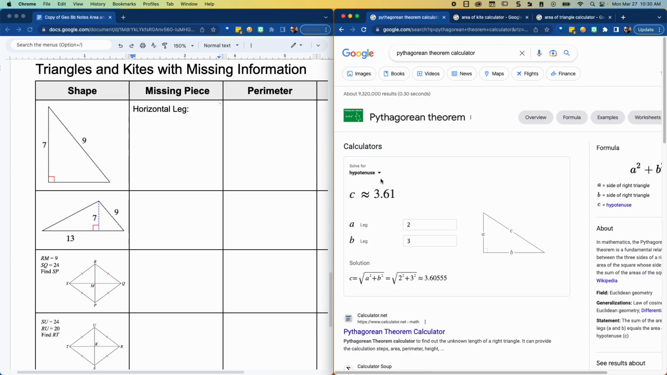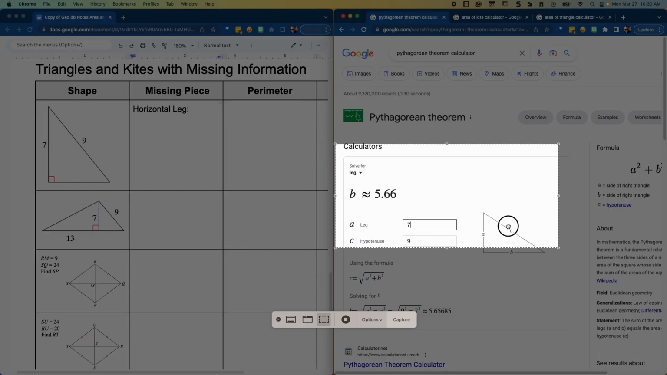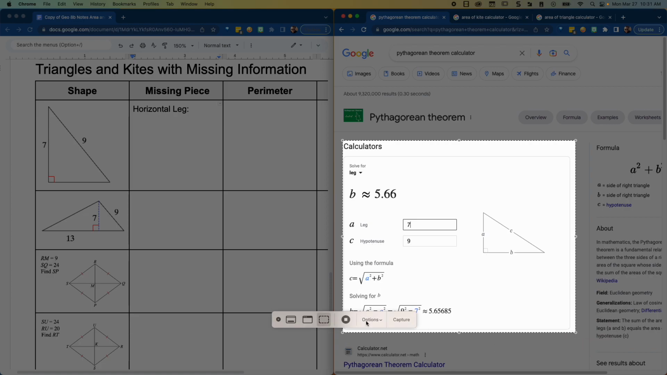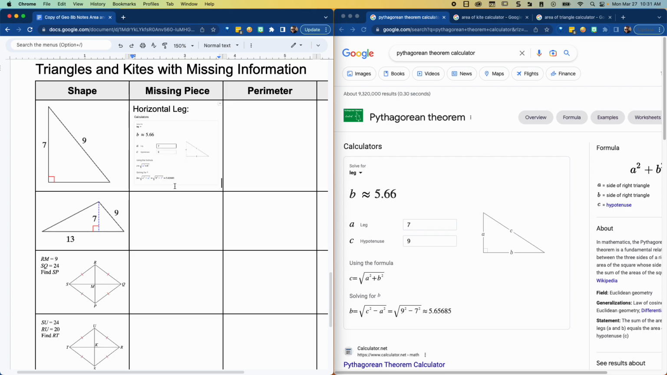And instead of calculating the hypotenuse, I'm going to change it to one of the legs. I'll say leg B, the horizontal one down on the bottom. So if the hypotenuse is 9 and the other leg is 7, there we go. The bottom horizontal leg is 5.66. So I will screen capture this and paste it in there.